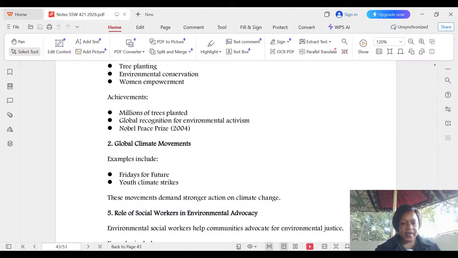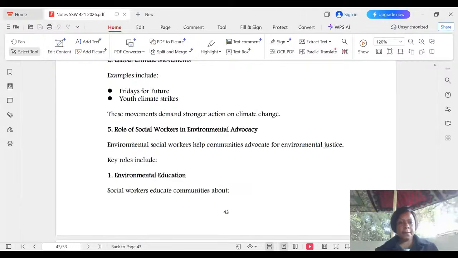But just briefly, we have global climate movements, which include organizations and setups like Fridays for Future and youth climate strikes, and these movements demand stronger action on climate change. So let's see what we can do as social workers in terms of environmental advocacy.